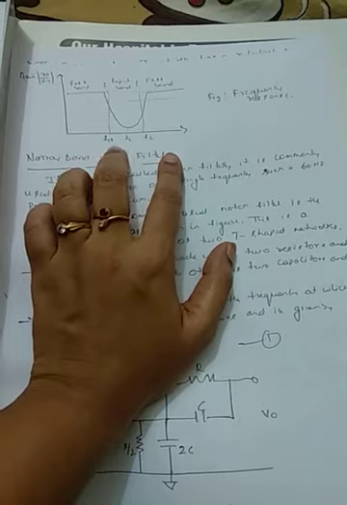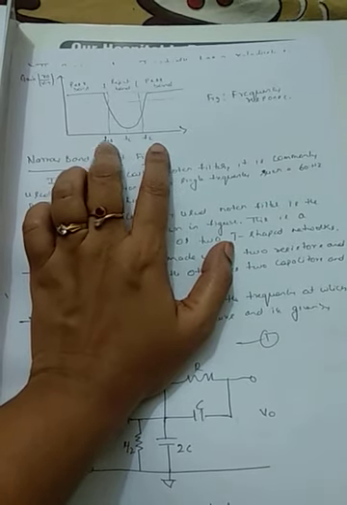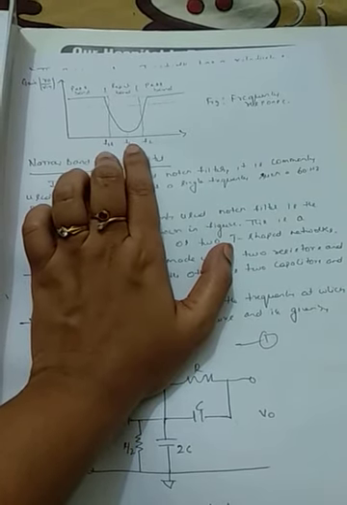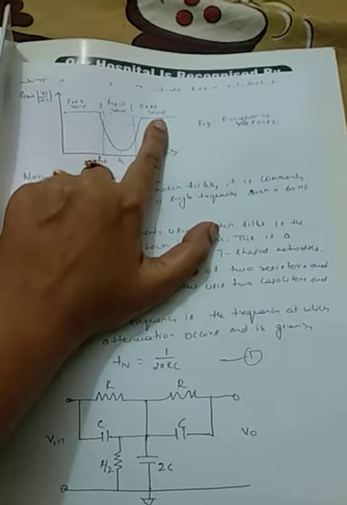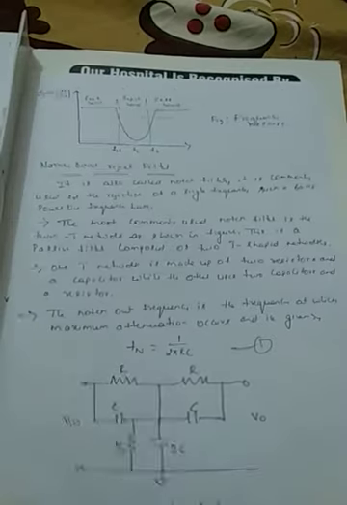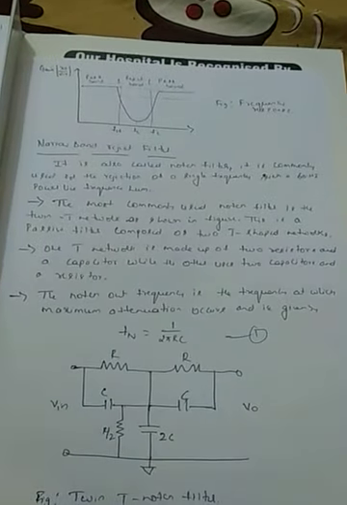Here it is FH, FL, FH and FC. This is the pass band, this is the stop band where the frequencies are rejected, and this is the pass band. Okay, now the narrow band reject filter.